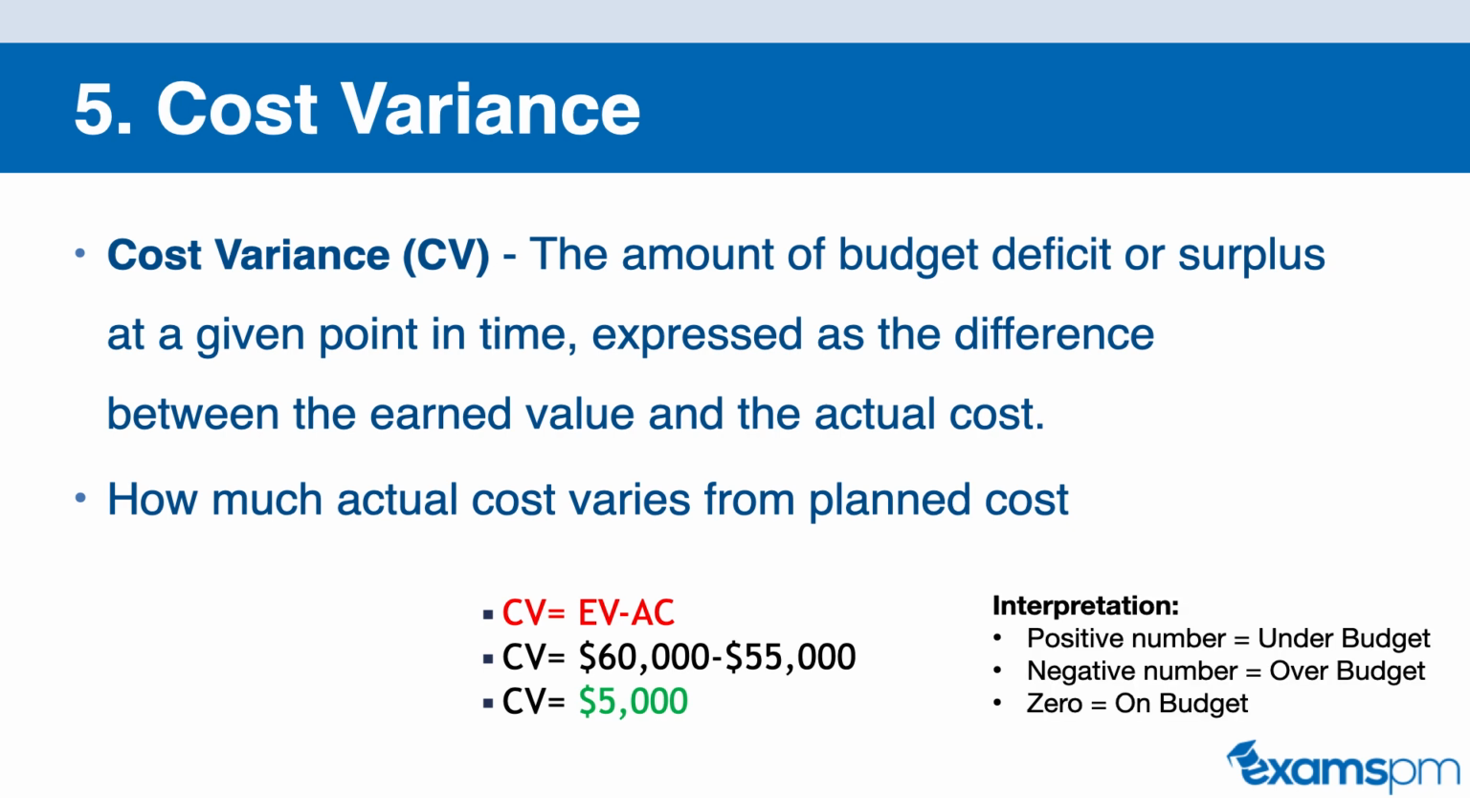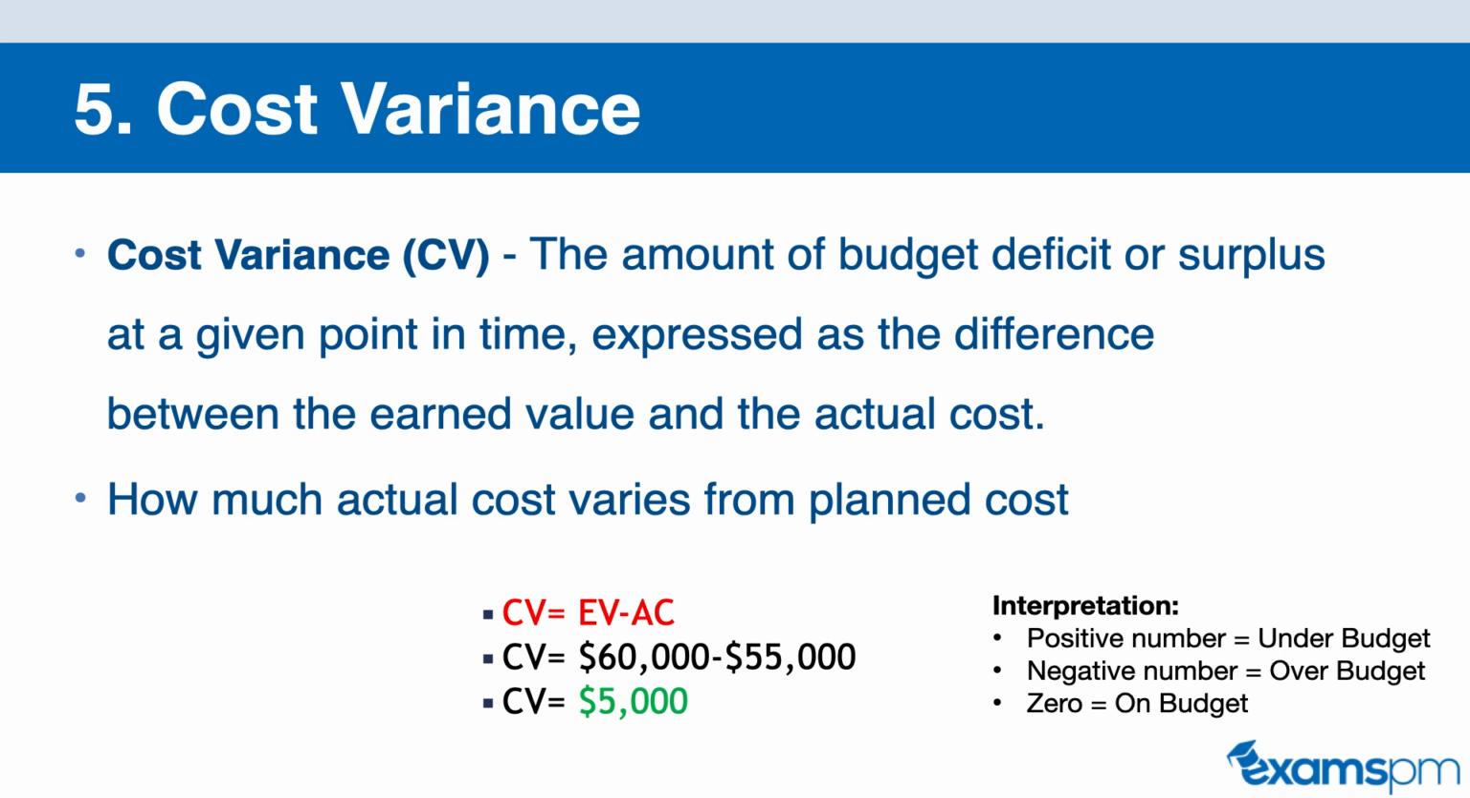If the CV or cost variance is a positive number, so above 0, then you are under budget, and this is good. If your cost variance is below 0, or if it's a negative number, that will show that you are over budget, and this is bad. If your cost variance is right at 0, this means that you are right on target, you're right on budget.